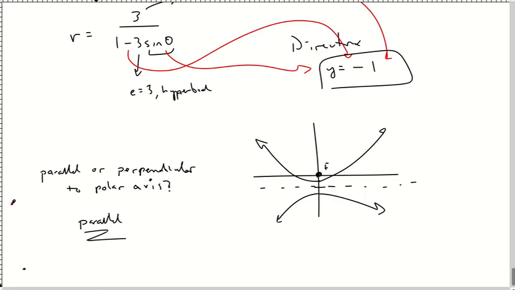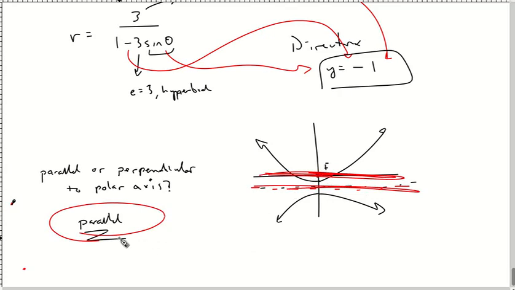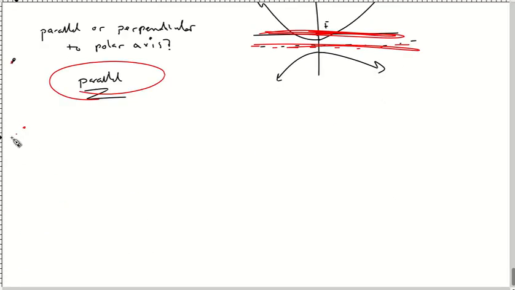Why? What's going on? Well, the directrix is right here, yeah? And the polar axis is this guy. So these two lines, what are they? Perpendicular or parallel? Exactly. Okay. If that comes up in the future, you know what to do. I'm probably not going to be focusing on that at all.